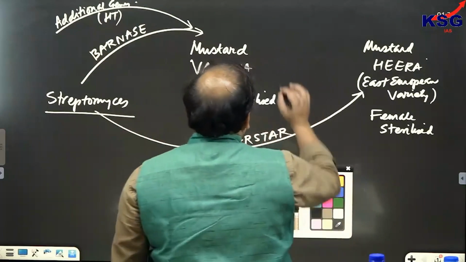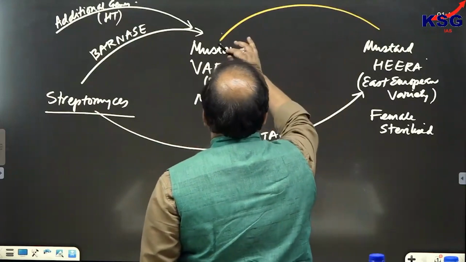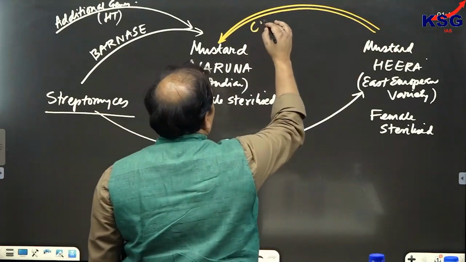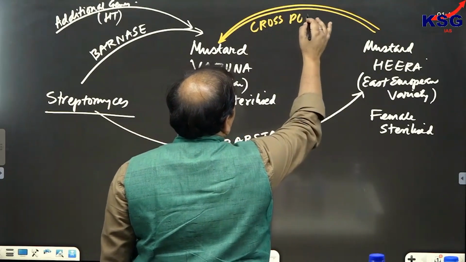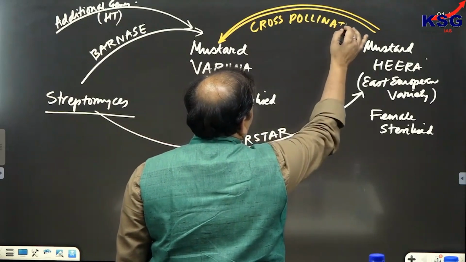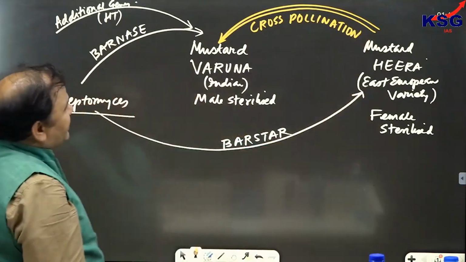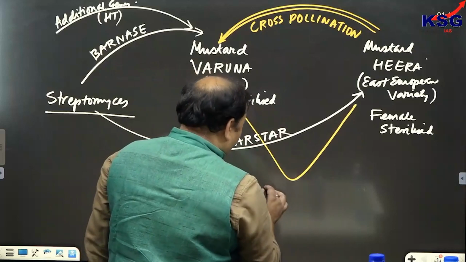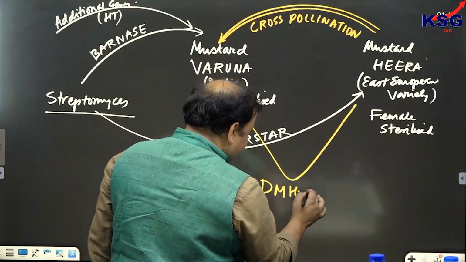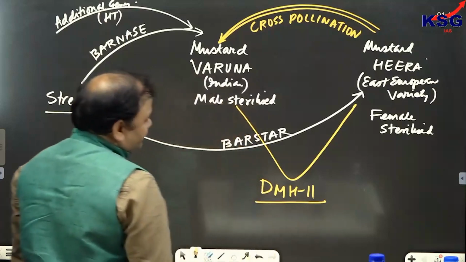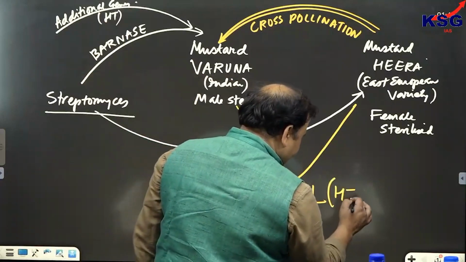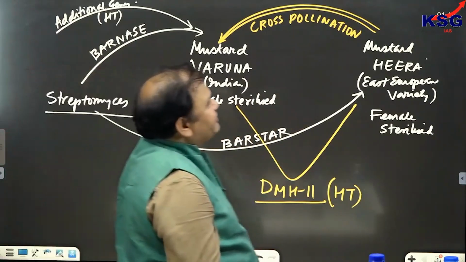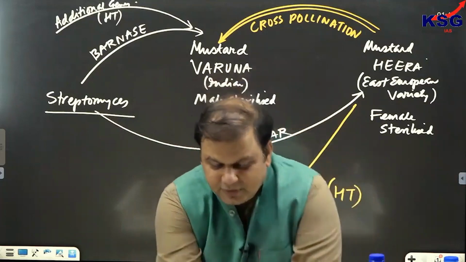And then cross pollination has been conducted between the two, because mustard was a self-pollinating crop. Cross pollination has been conducted between the two, and the resultant variety is called DMH11, Dhara Mustard Hybrid 11, which is an HT variety. HT variety means herbicide tolerant variety. Clear?